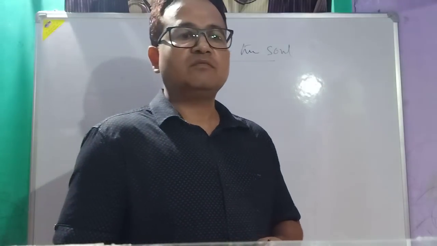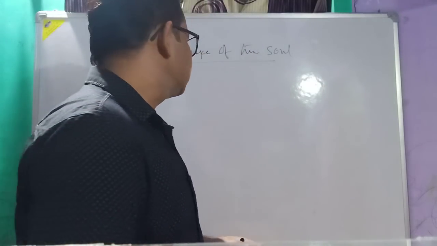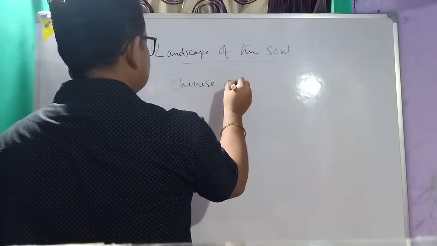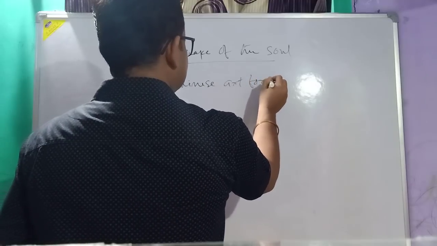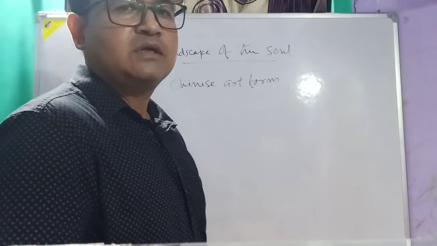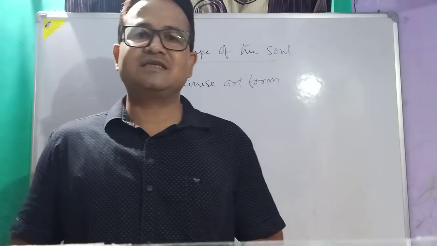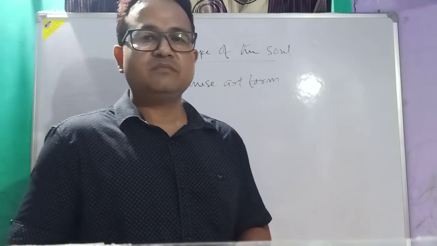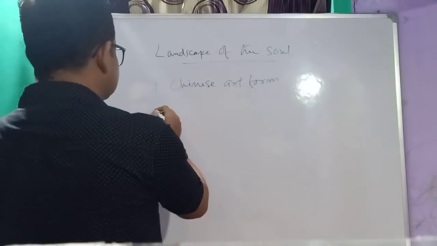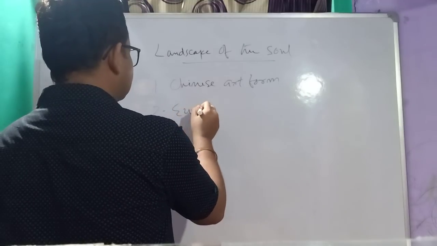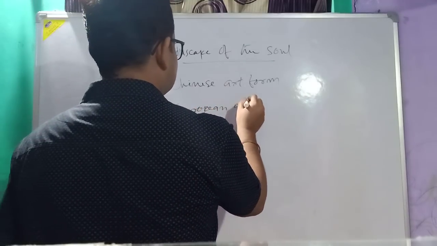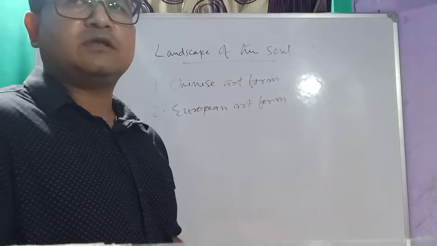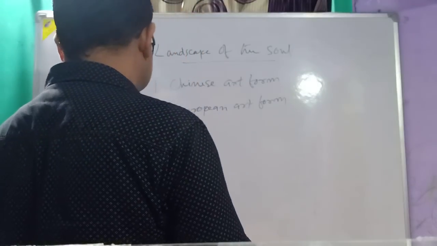The first art form which the author is discussing in this chapter is Chinese art form. So this is the oldest and ancient traditional art form, Chinese art form, and the next one is European art form.